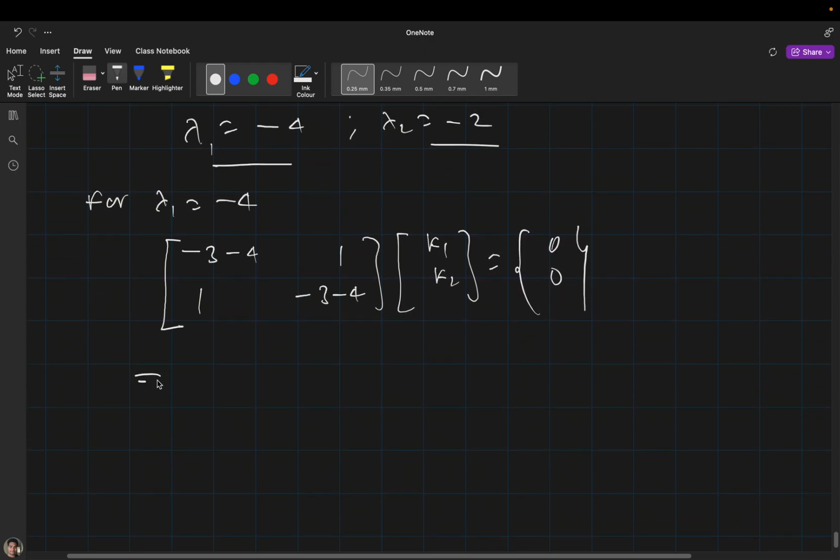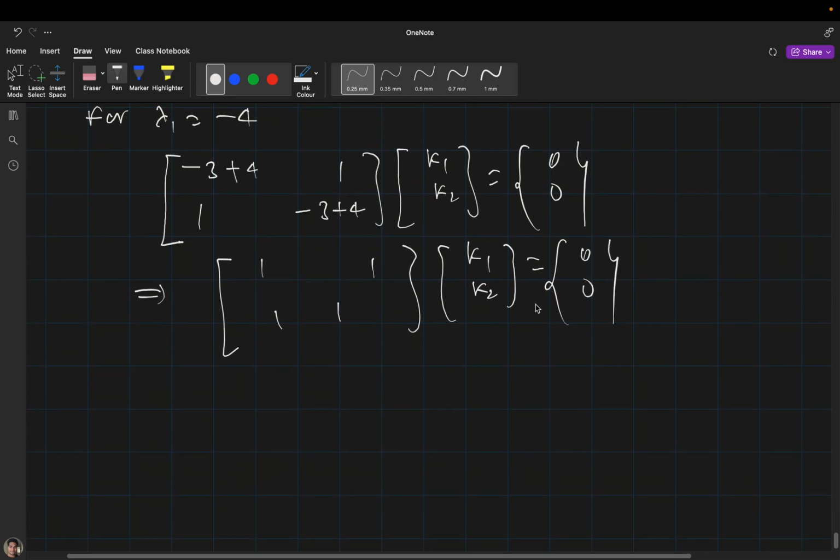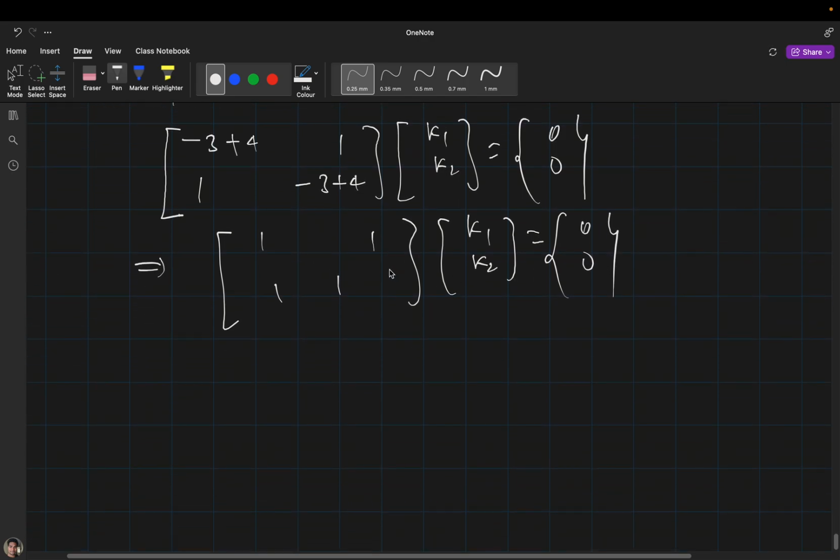Okay, so this will be plus 1 because it's a minus 1. So this will be 1 1 1 1, k1 k2, 0 0, and you can see that this row is same as this. If you use Gauss elimination, you can see that this row is exactly like this. Then there will be only one solution, that is k1 plus k2 equal to 0.